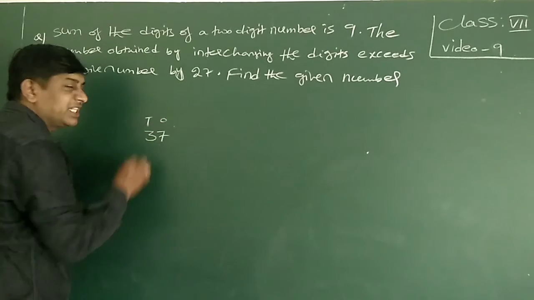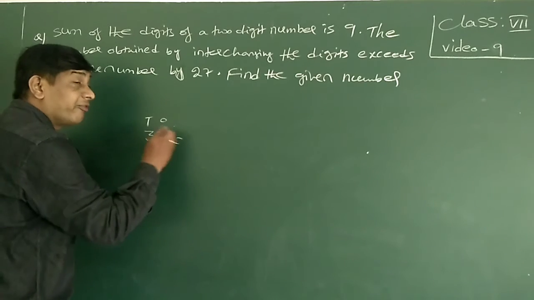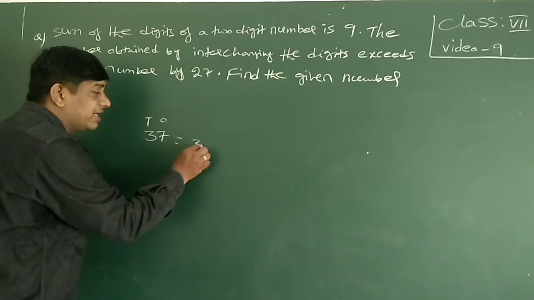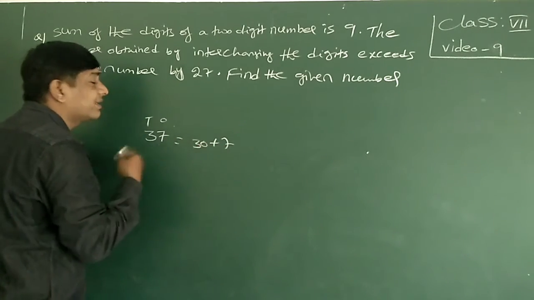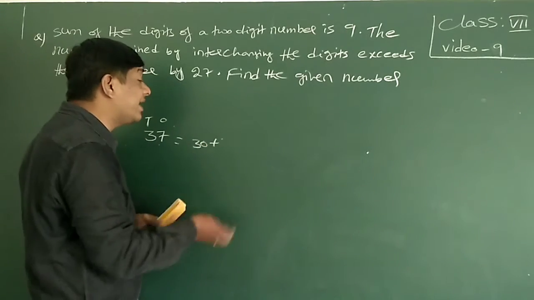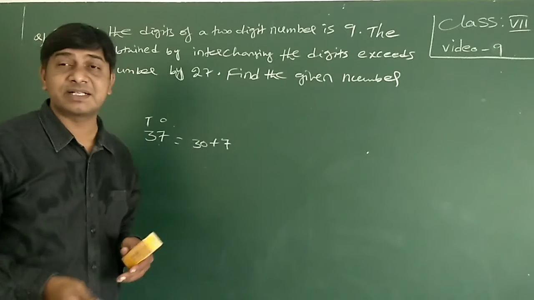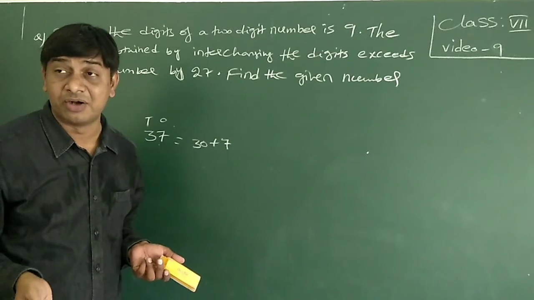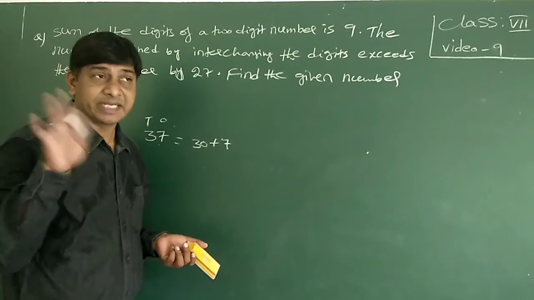Ones place, tens place. If I ask you to expand, how do you write 30 plus 7? Directly 30 plus 7, every primary student may write. Why are they writing 30 plus 7? Why not 3 plus 70? There may be a doubt.